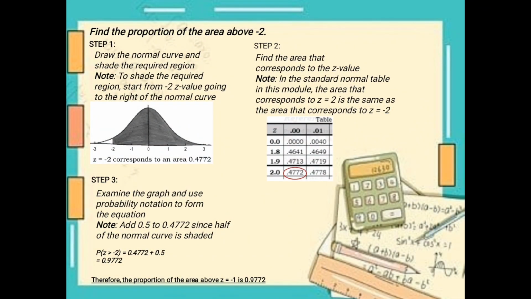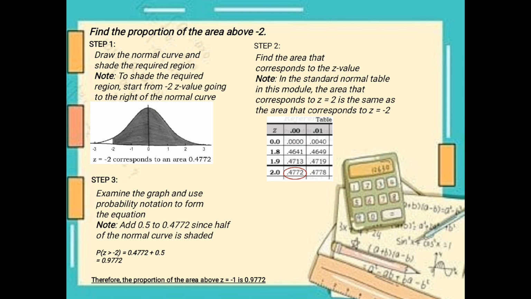Here's the example. Find the proportion of the area above -2. Step 1. Draw the normal curve and shade the required region. Note, to shade the required region, start from -2 Z value going to the right of the normal curve. Step 2. Find the area that corresponds to the Z value.